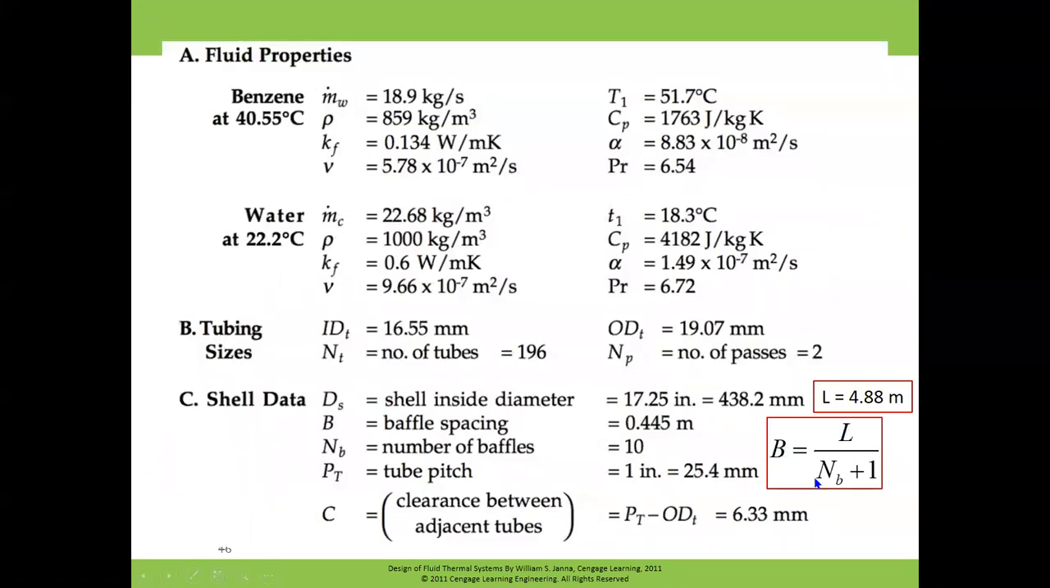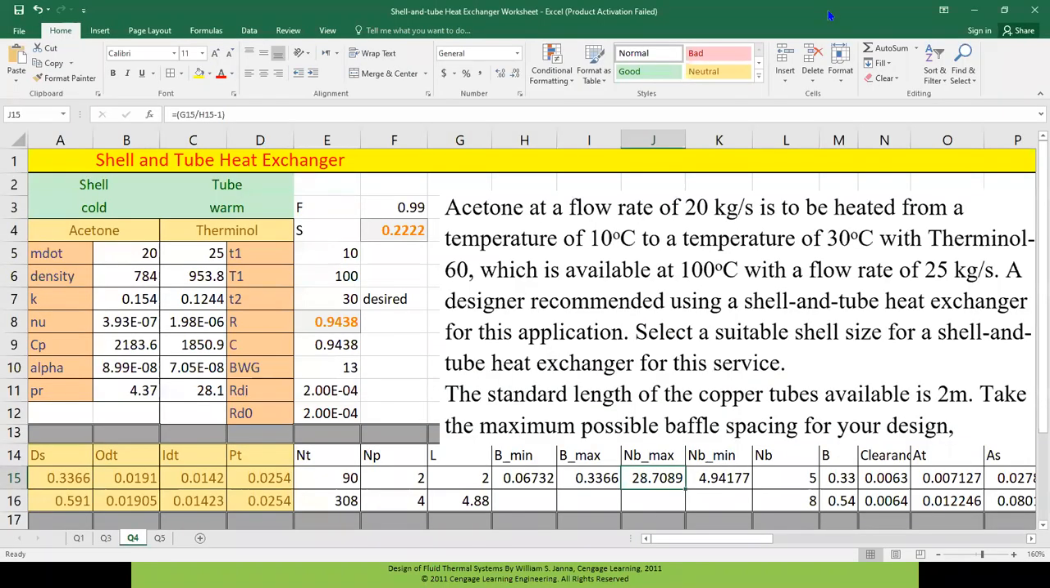So how do we calculate the baffle spacing? B is equal to length over number of baffles plus 1. So you note down this formula, that the baffle spacing B is equal to L over number of baffles plus 1. And when you switch this formula, then the number of baffles equals L divided by B minus 1. Is it clear? Yes. Number of baffles equals L divided by B minus 1. So this formula you have to use in your Excel to find out the number of baffles.